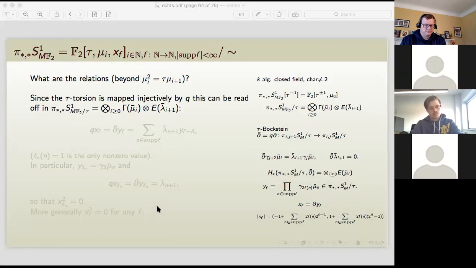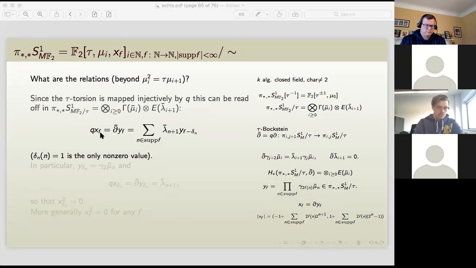And yes, we can, because the tau torsion is mapped injectively by the projection down to mod tau Mackey topological Hochschild homology, which we do know. And we know the generators were called x_f. And they were the boundary map as applied to the y_f's. So the projection down to mod tau Mackey topological Hochschild homology of the x_f is what I get when I take the Bockstein of the y_f's, and I can calculate that. That just gives this formula here.